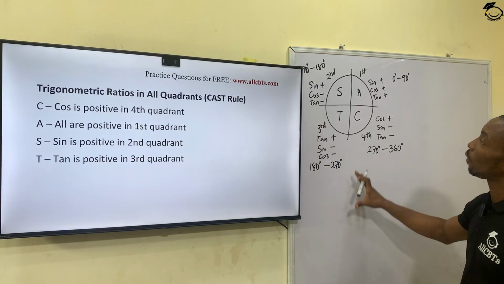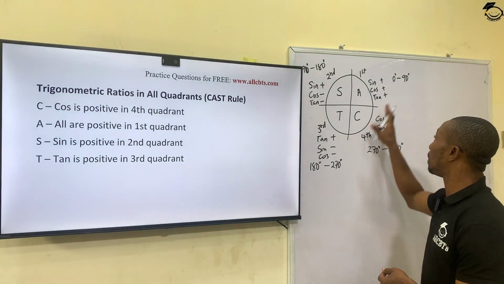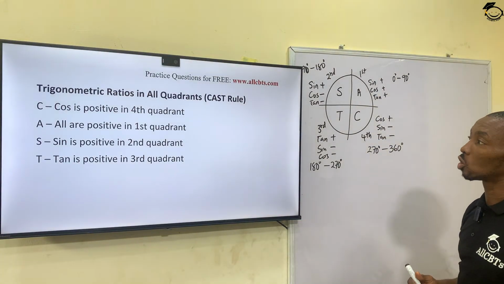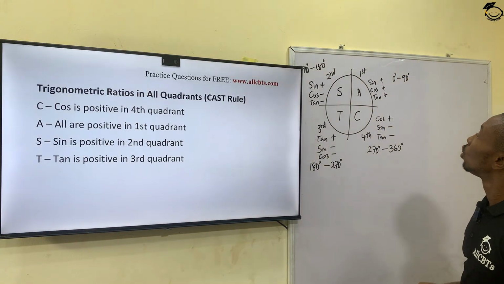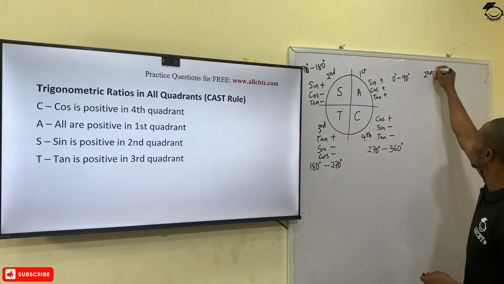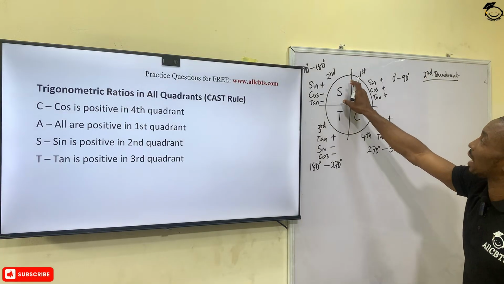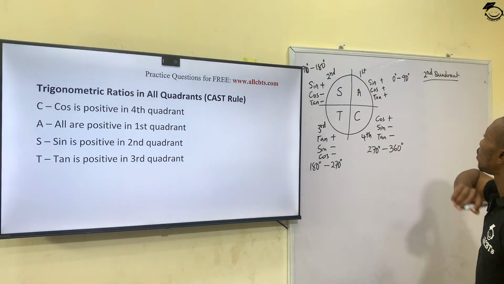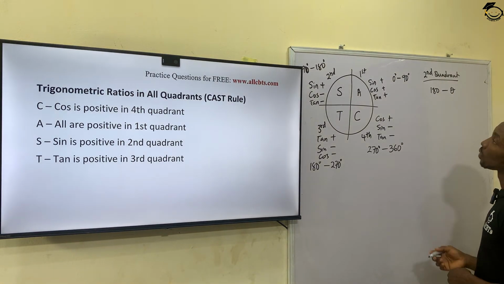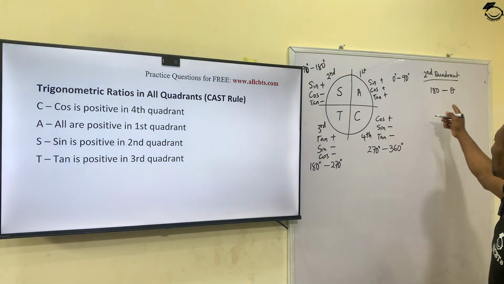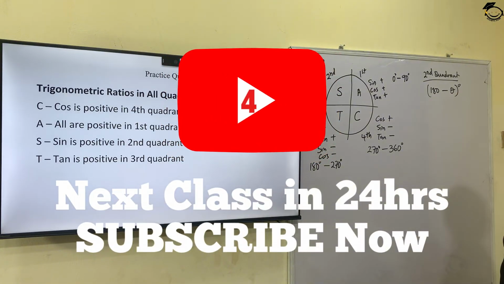All right, now how do we find the acute of these angles in each of these quadrants? Now, normally in your first quadrant, it's always acute. Okay, so in your first quadrant is always acute. For your second quadrant, for you to find the acute of this angle, you will be doing your 180 minus theta. Okay, 180 minus theta will give you your acute angle in your second quadrant.